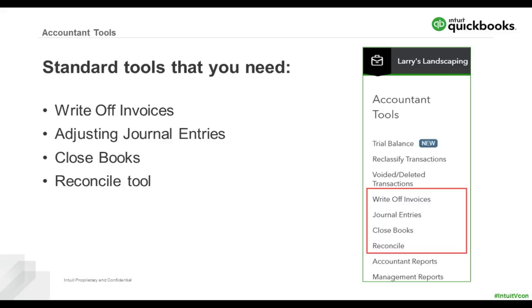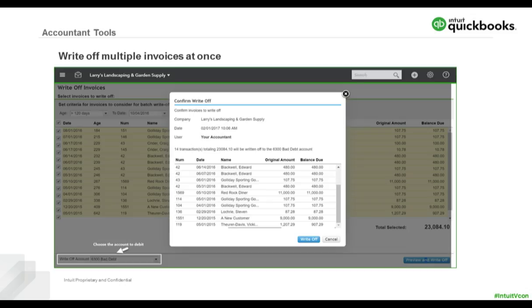So here we've got the ability to write off invoices. And we're going to go through that in detail. It's important to know what it does behind the scenes. We've got the ability to create adjusting journal entries. We've got the ability to very quickly close the books, meaning lock off any editing or deleting or adding transactions to a prior period. And then we've got the ability, of course, to reconcile transactions.